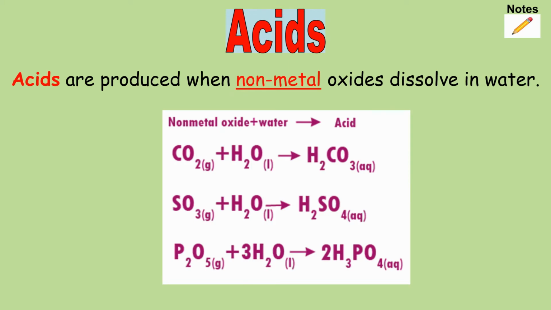So here we can see a bit of a summary of that point. So acids are produced when non-metal oxides dissolve in water, and there's a little word equation here on the screen and 3 examples. You've got carbon dioxide forming carbonic acid. You've got sulfur trioxide, which dissolves in water to form sulfuric acid, which is our H2SO4, and then phosphorus oxide, which dissolves in water to form phosphoric acid. Now we don't expect you to learn all these examples off by heart, but we do expect you to know this line at the top of the screen here, that acids are produced when non-metal oxides are dissolved in water.